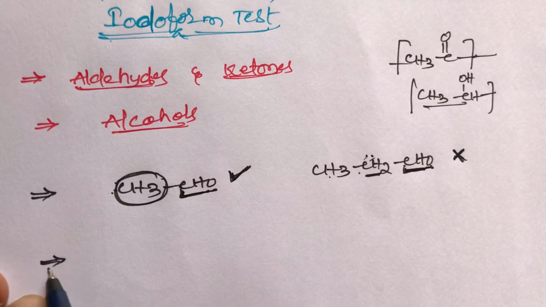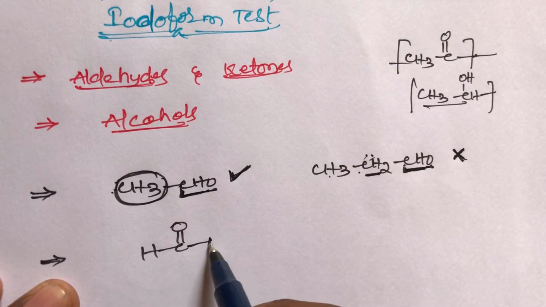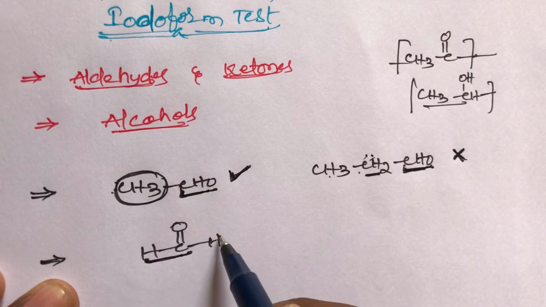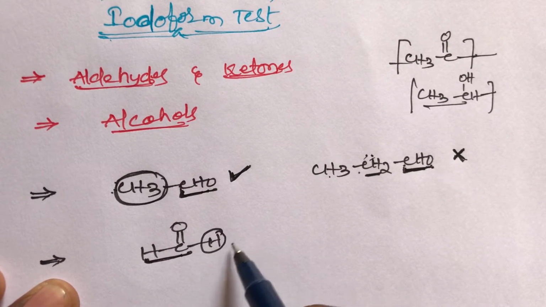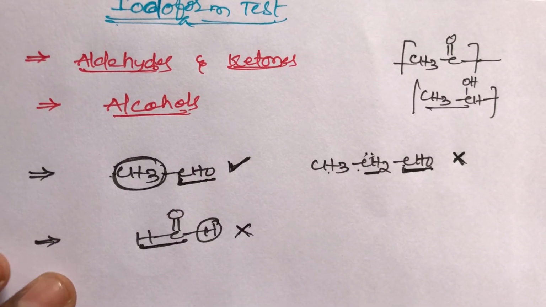Now take one more example, students, that is formaldehyde, HC=O. This is the aldehyde functional group, and beside this aldehyde functional group there is hydrogen. So this also does not give the iodoform test. There is no iodoform test for this compound.